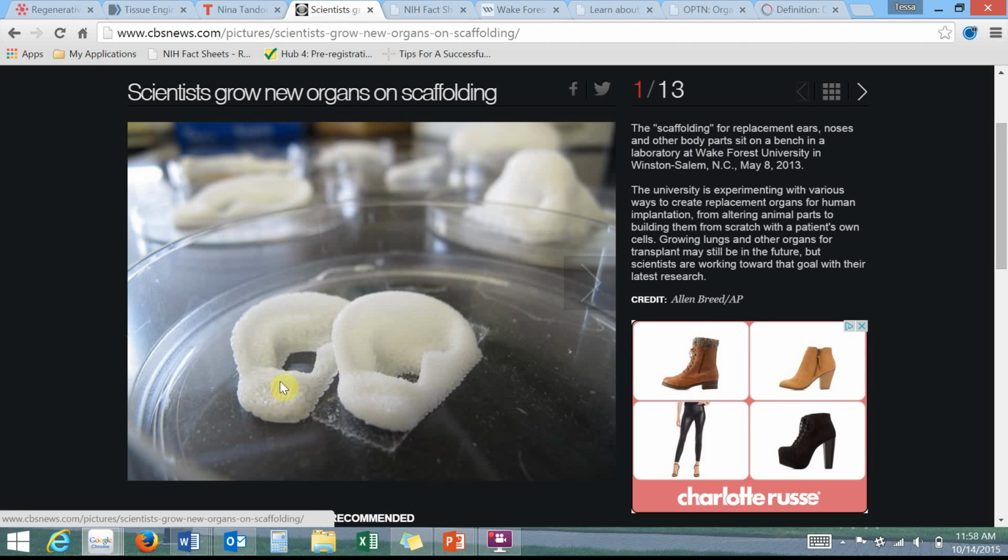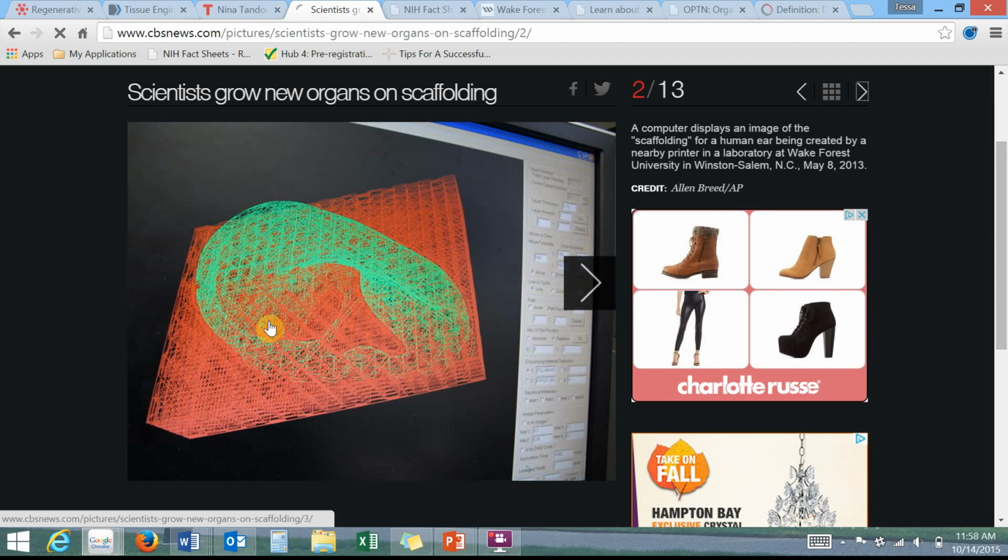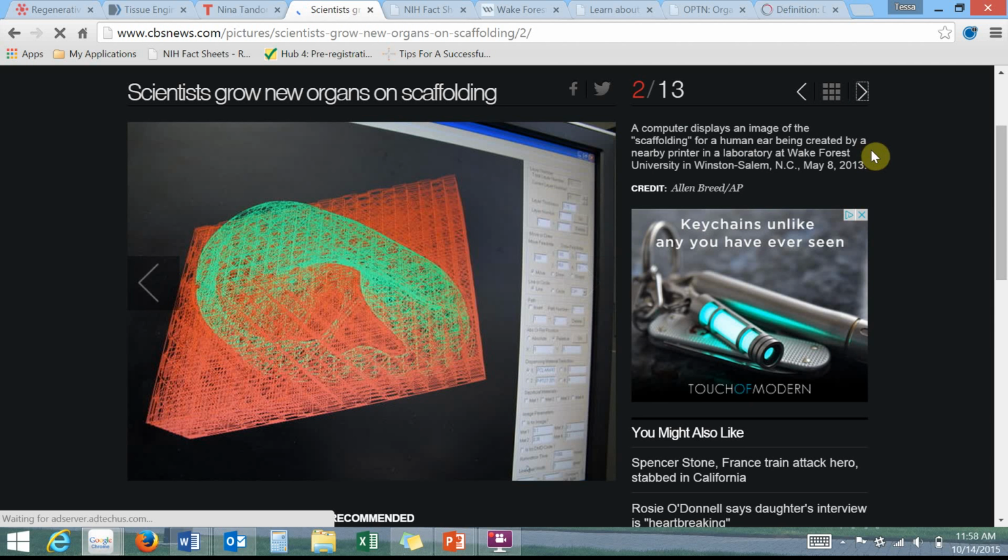Here's a picture of a scaffold of ears, which is created through 3D printing. Here you can see the 3D printing of the ear. So with this 3D printing and with the scaffold, you can create any type of cell, any type of organ out of it. You can create a heart, a kidney, a liver, whatever the patient needs.